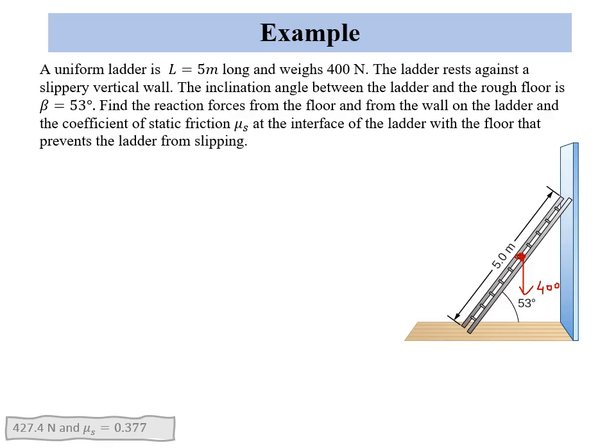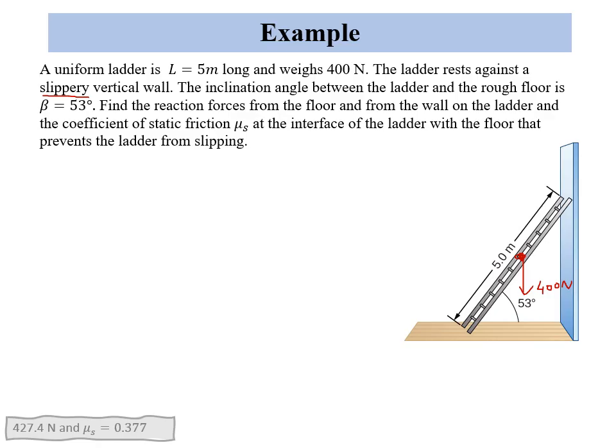The ladder rests against a slippery vertical wall. Since it says it's slippery, that means there's no friction on the wall. The incline angle between the ladder and the rough floor, well, there's a rough floor, so there is friction, is 53 degrees, which is labeled here, from the wall on the ladder, and the coefficient of static friction at the interface of the ladder with the floor prevents the ladder from slipping.